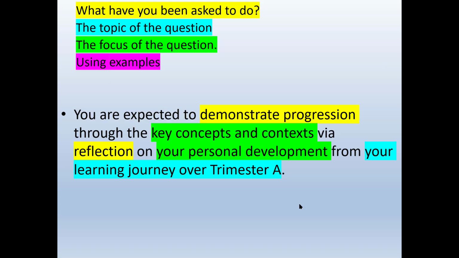Okay, I want to move on now and actually start to deconstruct the question that you've been given in one of your modules. The module I've chosen is Enterprising Behaviours for the Business Professional. Here it is. I've taken this from the brief, and as we've done before, I've split it down: what you've been asked to do is yellow, the topic of the question is blue, then the focus of the question, and if they're asking you to use any examples, that would be there. Interestingly, when they say demonstrate progression, there's an inference that you'll be using examples.